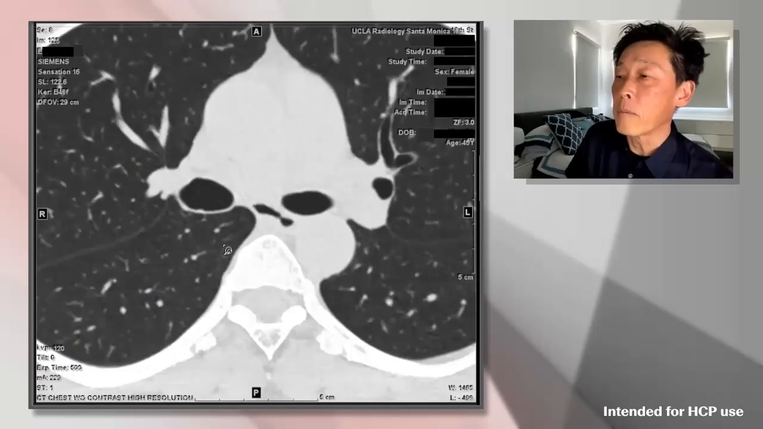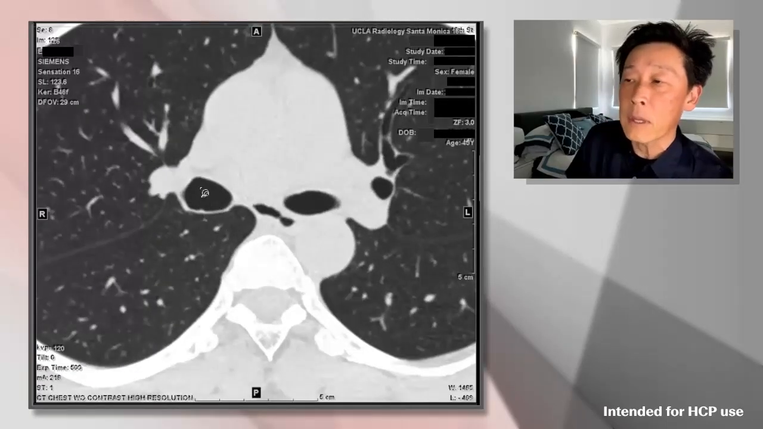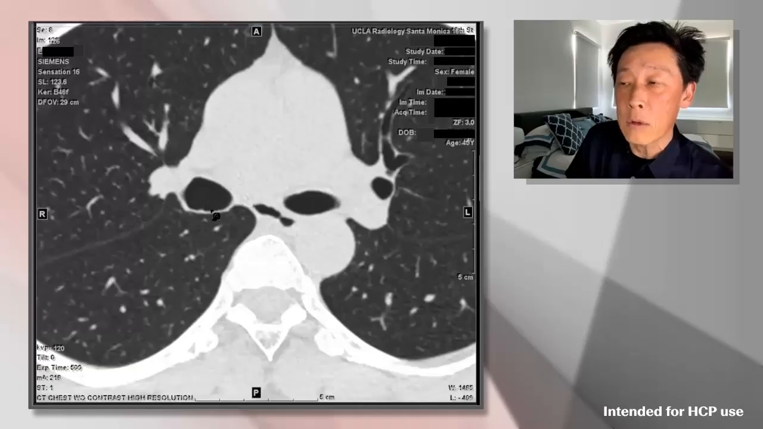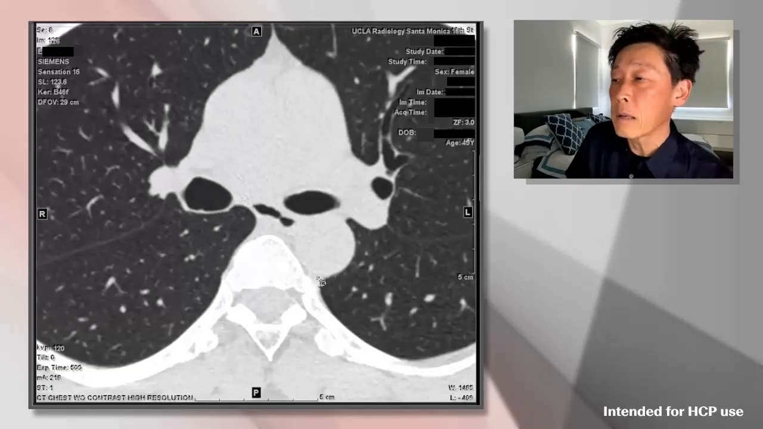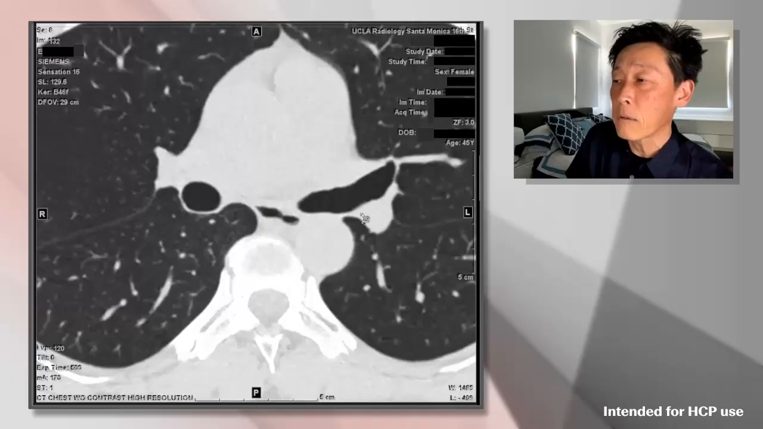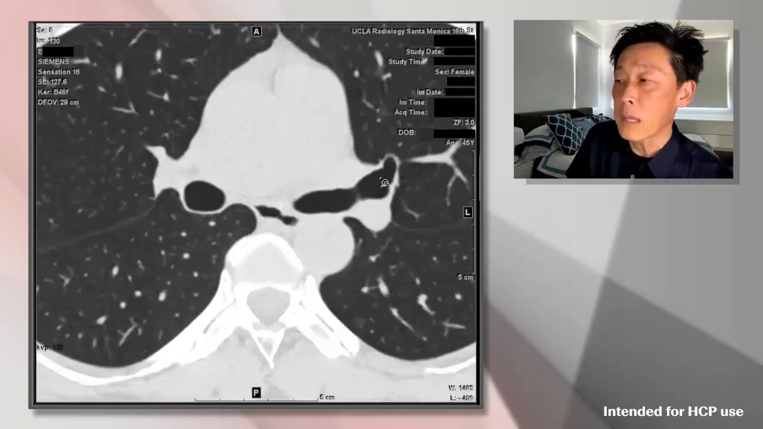As we move even more inferiorly, this airway is now known as the interlobar bronchus on the right. This is still the left mainstem bronchus. This is the left upper lobe bronchus taking off here.